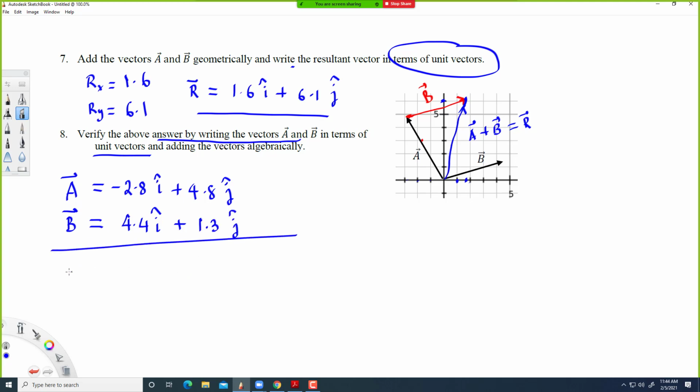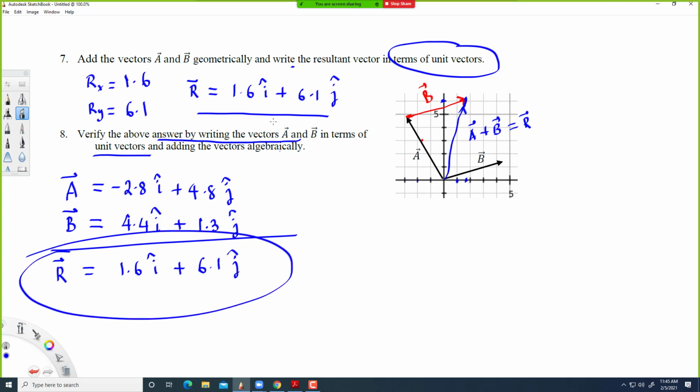And then you add these two. Okay, so the resultant is the addition of these two. When you do that, you get 1.6 i hat plus, adding these two, 6.1 j hat, which is exactly the same as the one you got here. Okay, so using both methods, you get the same answer.